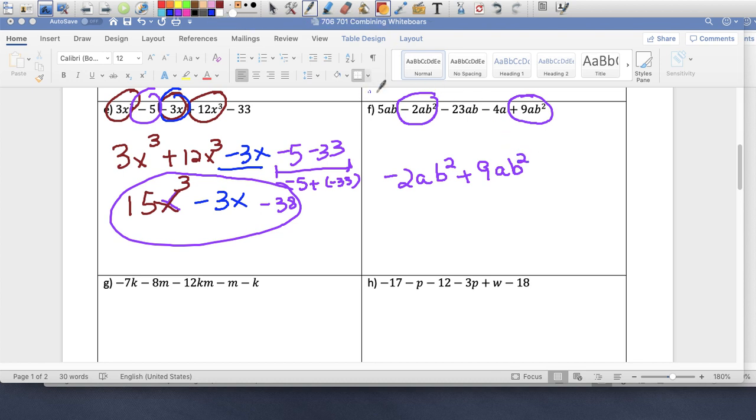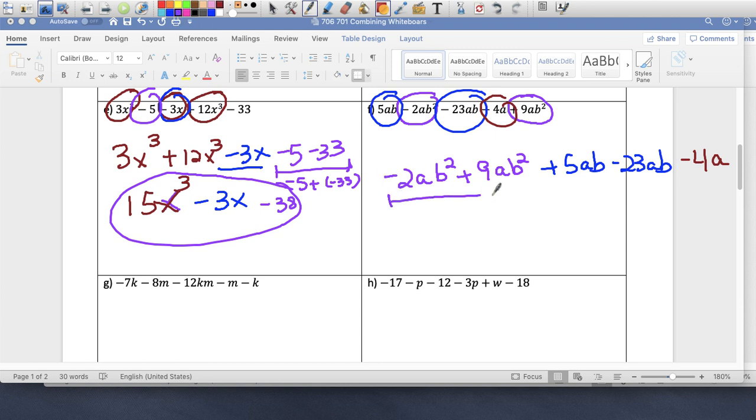Then we're going to go to blue. I'm going to go plus 5ab minus 23ab. And for last, I'm going to write minus 4a because that's all by itself, right? So they're all three different things here. In purple, let's do these.